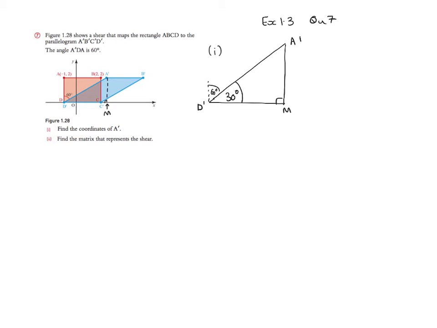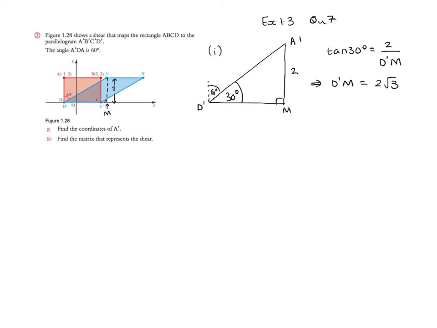Now, we know it's a horizontal shear, so we know that point A' is level with point A, which means that the height of our right-angled triangle is 2 units. This then allows us to calculate the distance between point M and point D'. So we know that tan of 30 degrees is equal to the opposite, 2, over the distance between point D' and point M. So we can rearrange this to give us D'M, which is equal to 2√3.